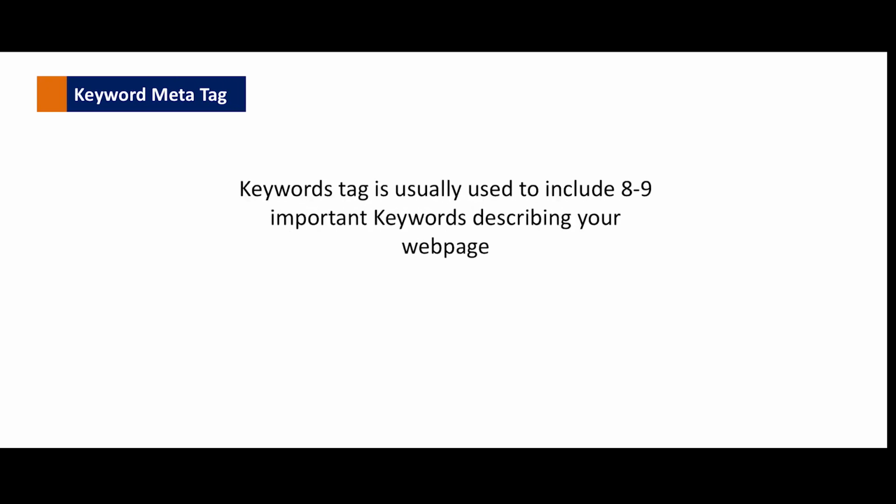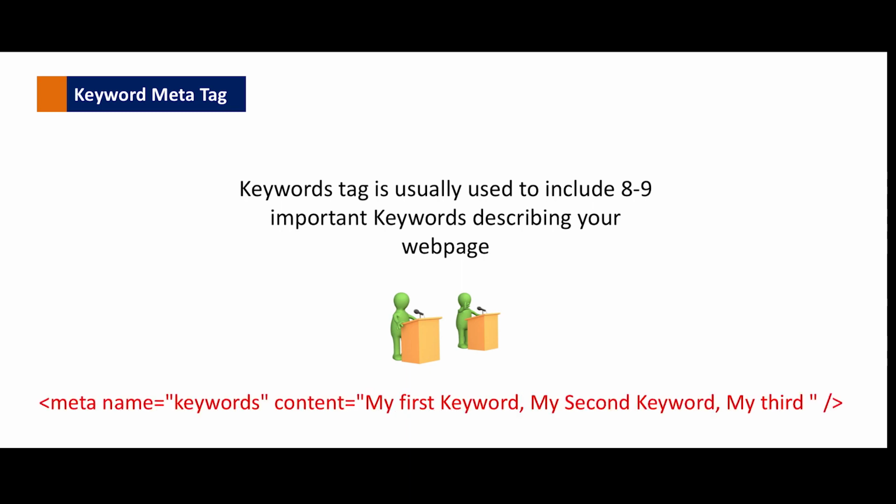The third important tag is the keyword meta tag. The keyword tag is usually used to include 8 to 9 important keywords describing your web page. The role of keywords in SEO ranking is debatable. However, it is always good to have a keyword tag in your web page. The HTML version of the meta keyword tag is this. Therefore, from an SEO point of view, include important keywords in the meta keyword tag.